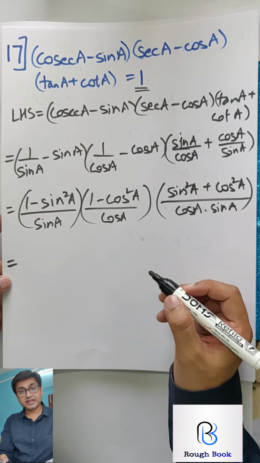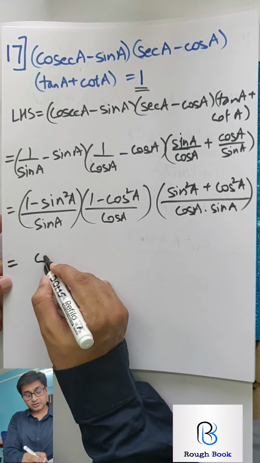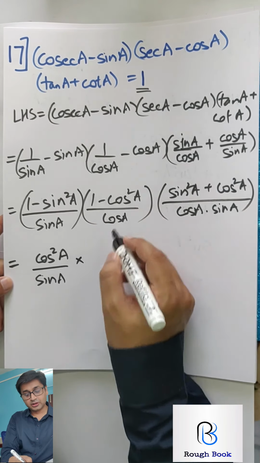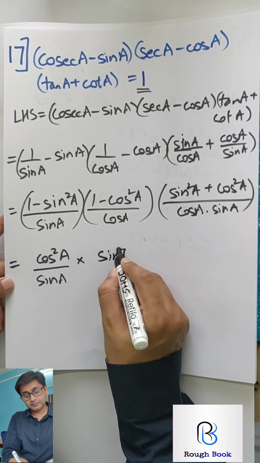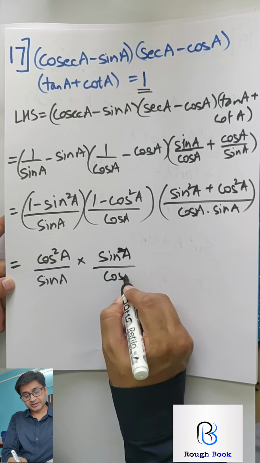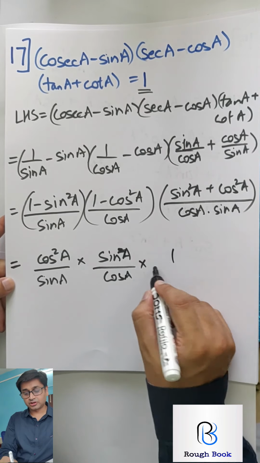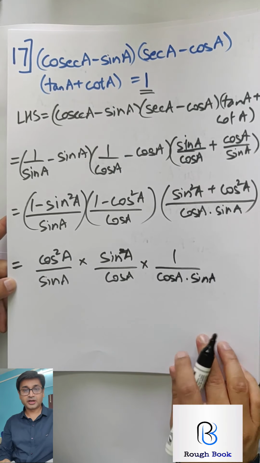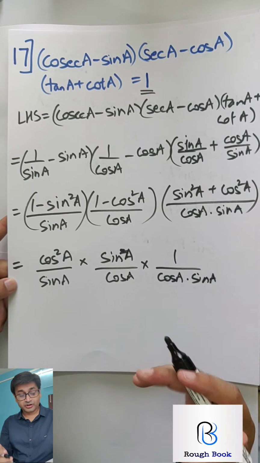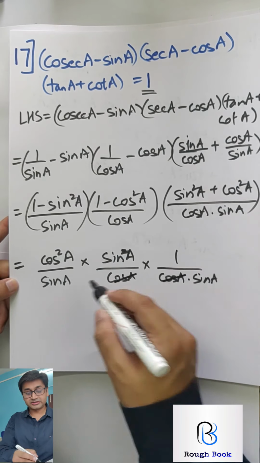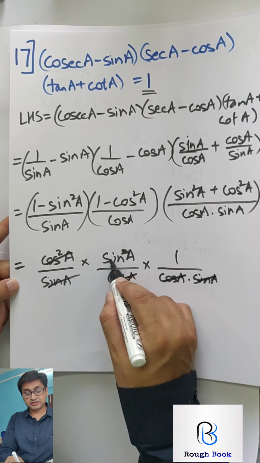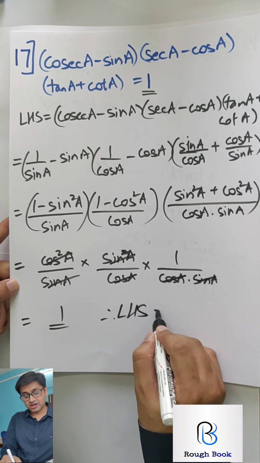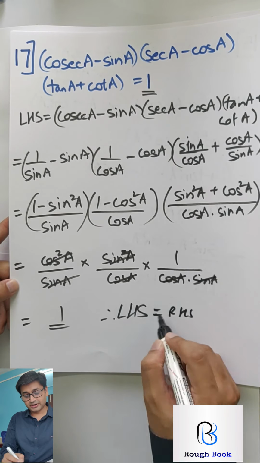So what is 1 minus sine square? Cos square. So I will get cos square A upon sine A into sine square A upon cos A into sine square plus cos square will become 1 cos A into sine. Are you getting it? Cancel whatever can get cancelled. So 2 cos, so cos square, 2 sine, so sine square. What is left? 1, and therefore I can say that LHS is equal to RHS.